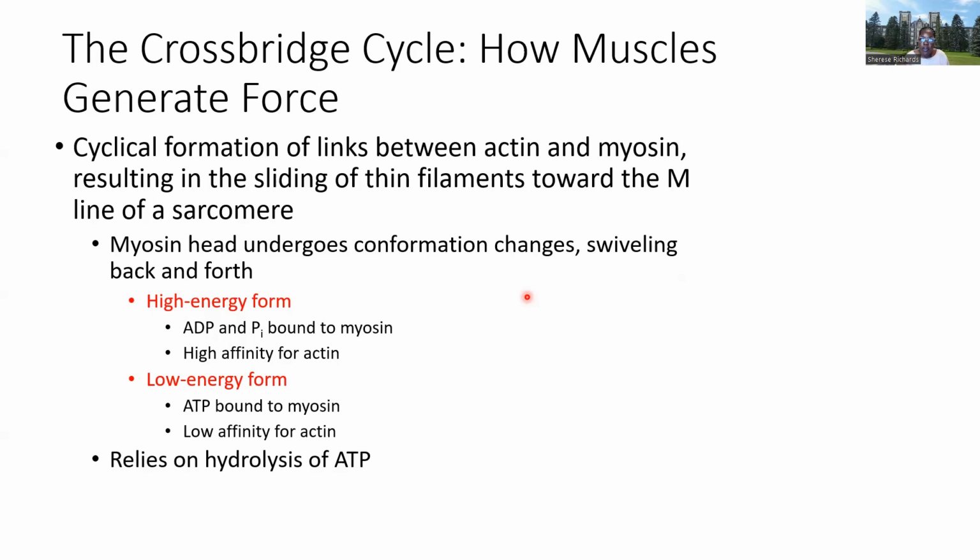So in order for this to go from the low energy form back to the high energy form, it's going to require the hydrolysis of that ATP. So to go from the low energy form where it doesn't like actin, it doesn't want to bind, to go to the high energy form where it really wants to bind actin, we're going to have to hydrolyze the ATP that is bound on the myosin site.